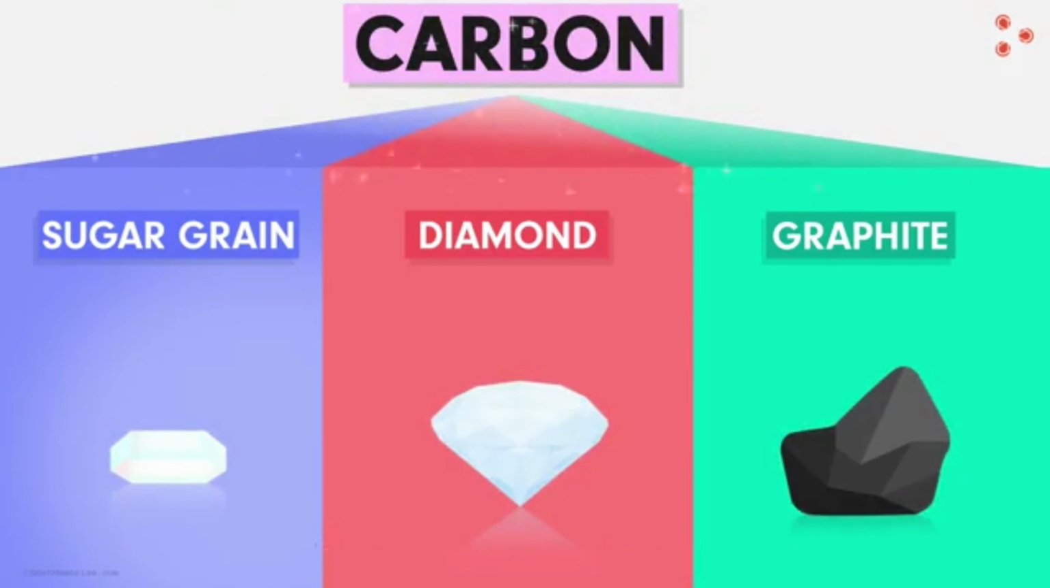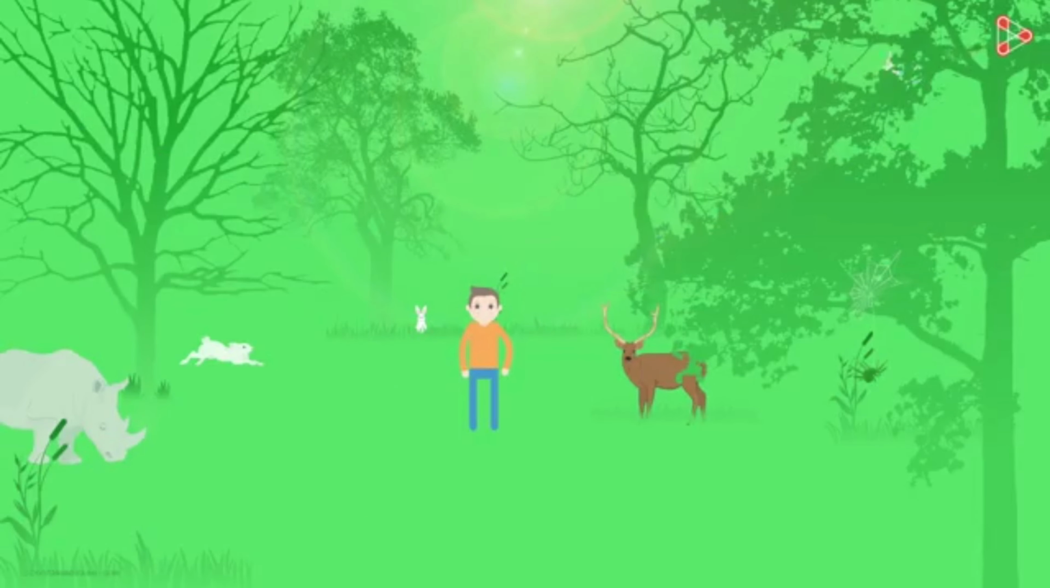Well, the magic lies in the element itself, carbon. The element carbon has several interesting properties. That's what makes it so special. It is capable of forming bonds with most of the elements. That is the reason why carbon compounds are quite commonly found everywhere around us.